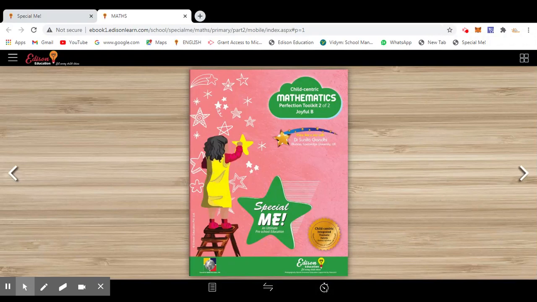Now it's time for the math session. So students, take out your Child-Centric Mathematics Perfection Toolkit 2, Joyful B, and open page number 36.